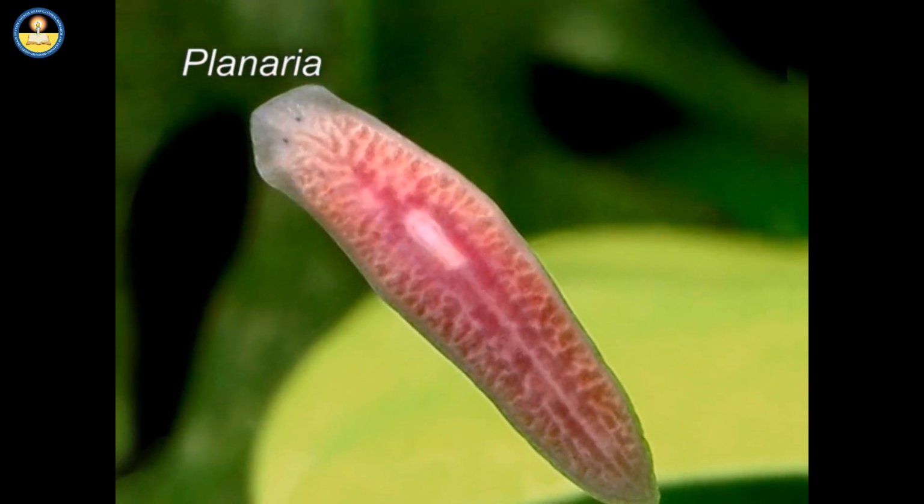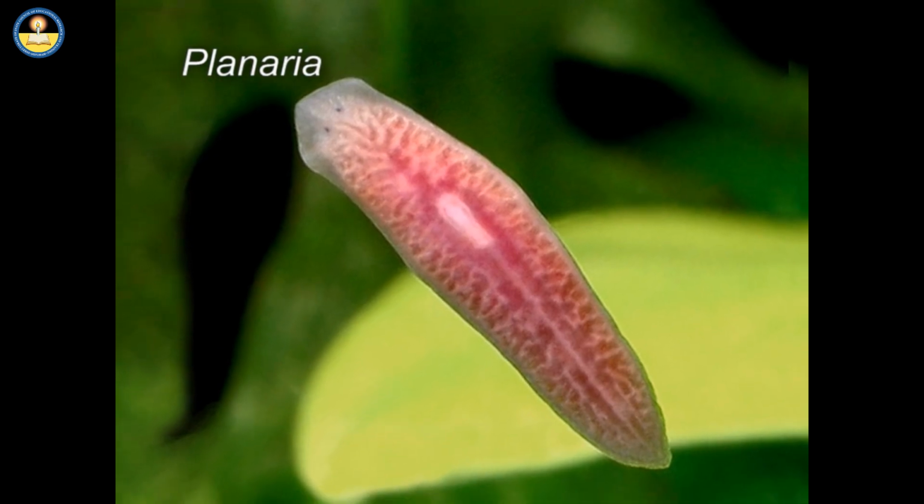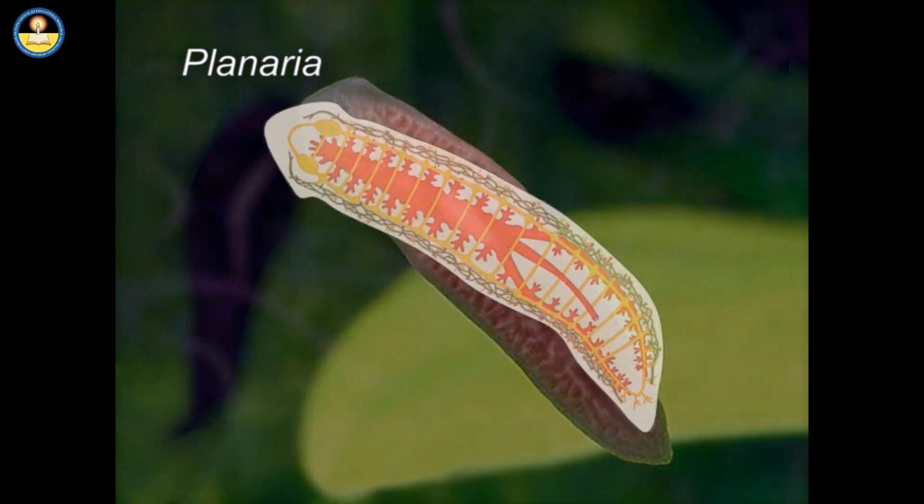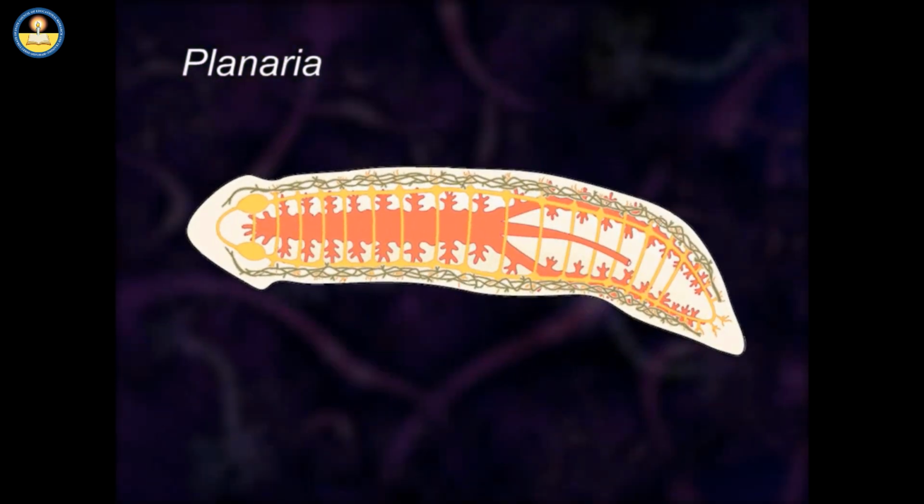Planaria is a non-parasitic freshwater worm. The nervous system of Planaria consists of a simple brain from which two nerve cords extend the length of the body. The nervous system of this organism has paired structures.